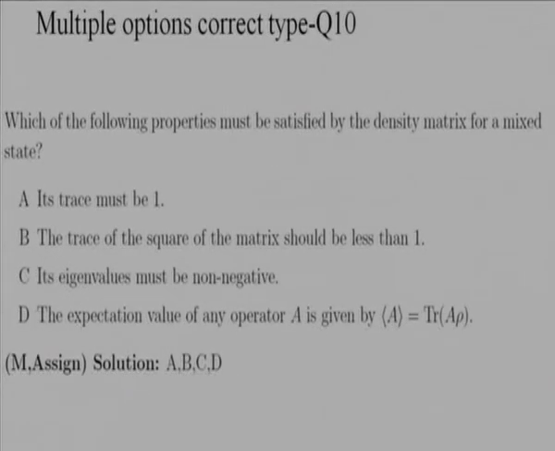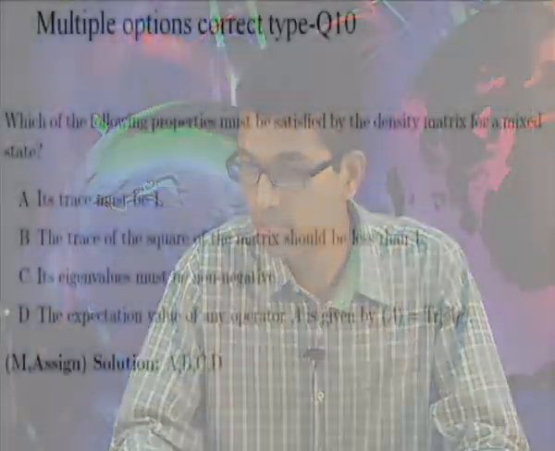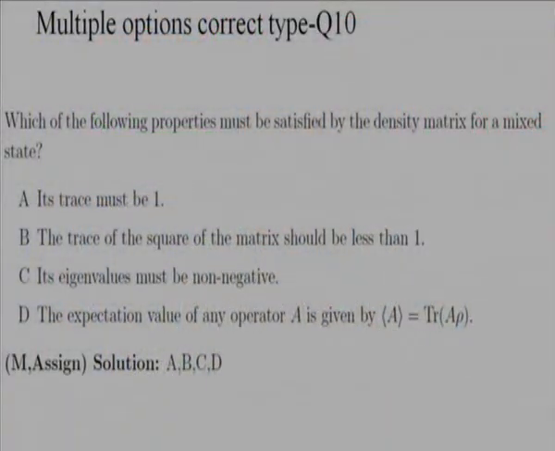Now question 10 is, which of the following properties must be satisfied by the density matrix for a mixed state? So option A is definitely correct, because the trace of any density matrix has to be equal to 1, irrespective of whether it corresponds to a pure state or a mixed state. The second option is the trace of the square of the matrix should be less than 1. This is a property which helps us distinguish between a pure state and a mixed state, because the trace of the square of a density matrix is always equal to 1 for a pure state and it is less than 1 for a mixed state. So option B is also correct.